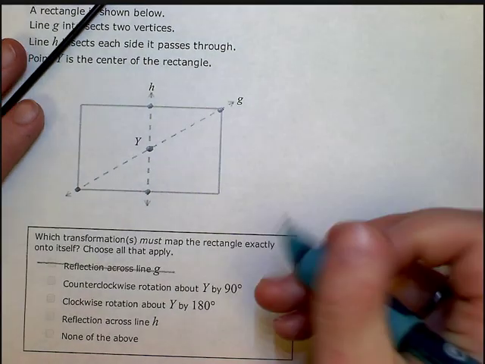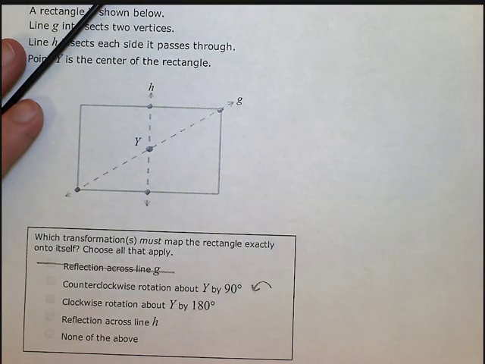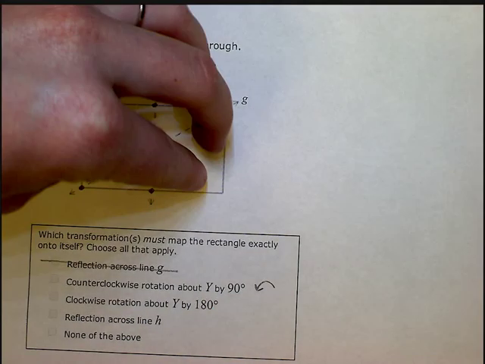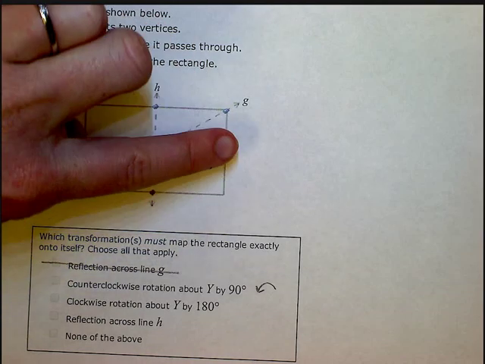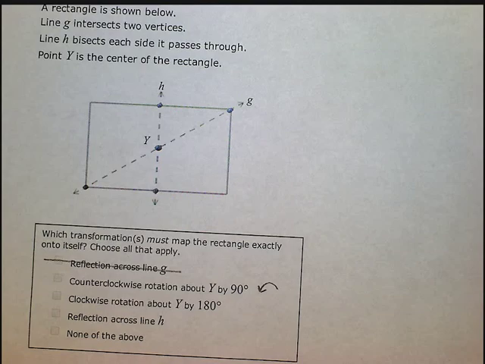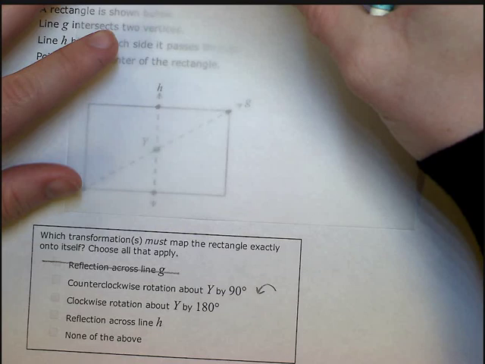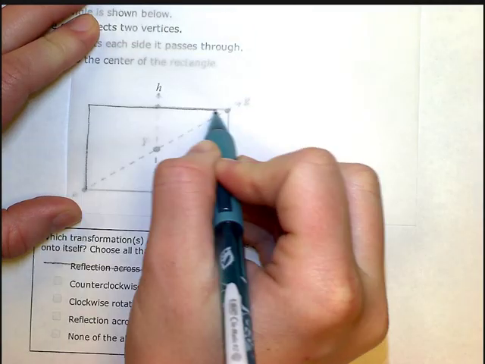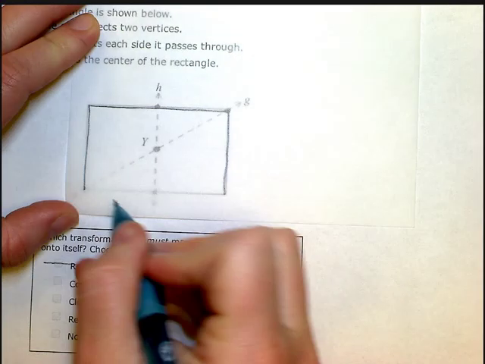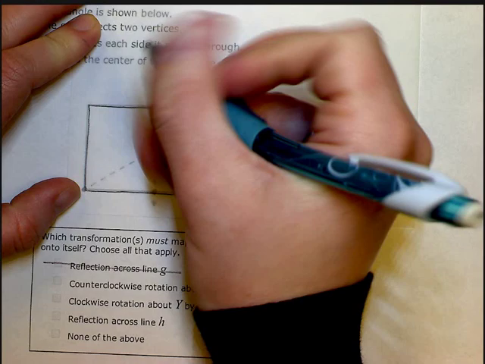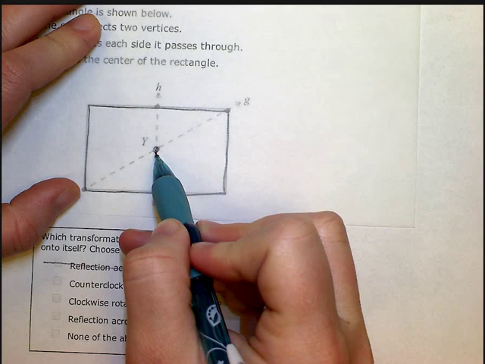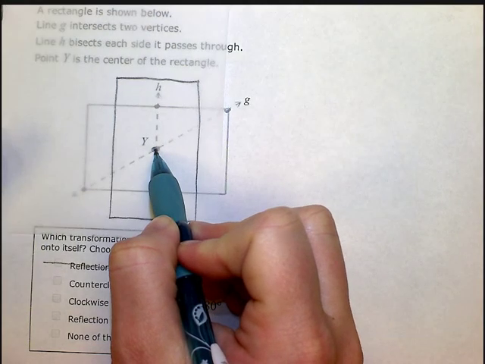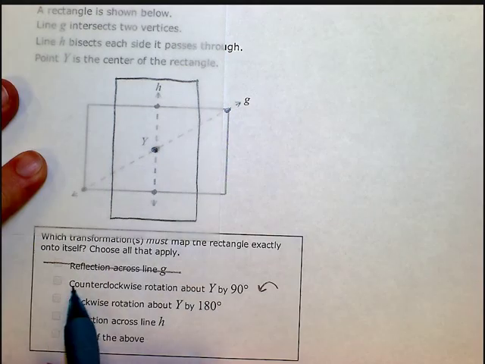A counterclockwise rotation 90 degrees about the center. So you can picture taking this and turning it one click up. Or you can get your tracing paper to check to be sure. So again, because it's hard for me to show you what's happening in my brain, I'm going to use my tracing paper. So here's my rectangle, here's my center, and I'm going to go one click counterclockwise. There's 90 degrees. Does it line up? No, so that one's out.